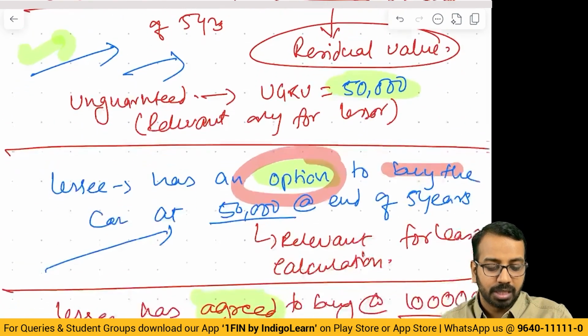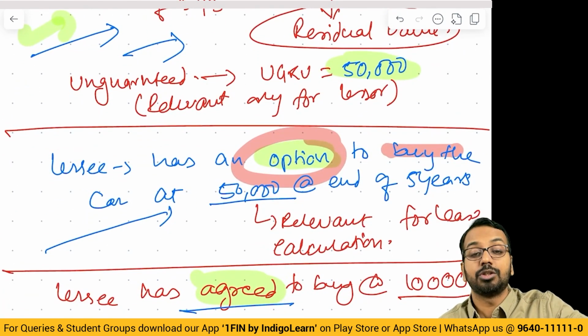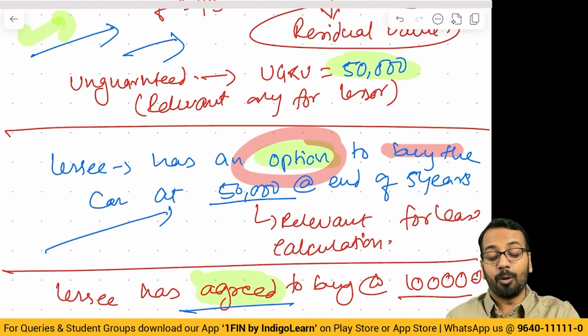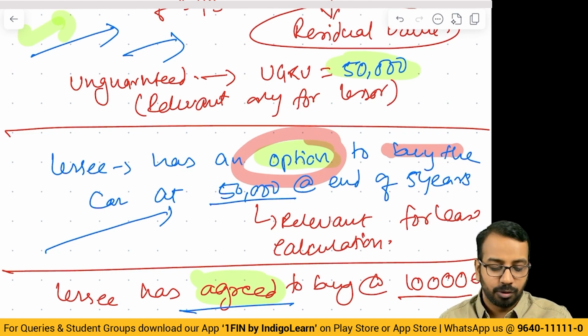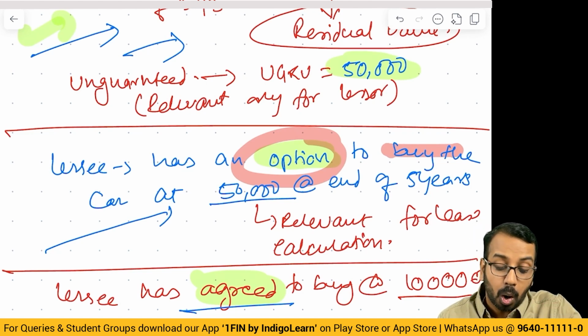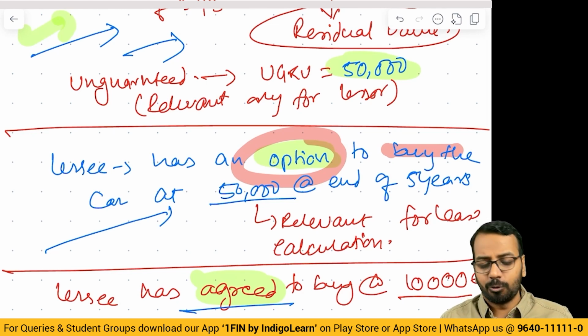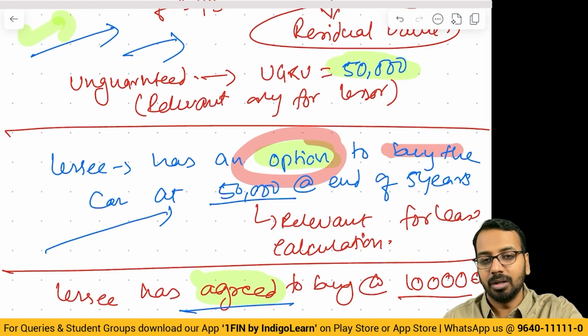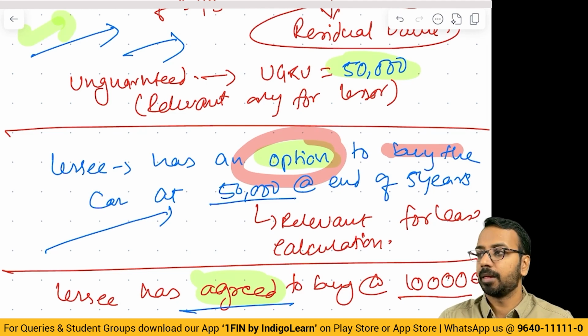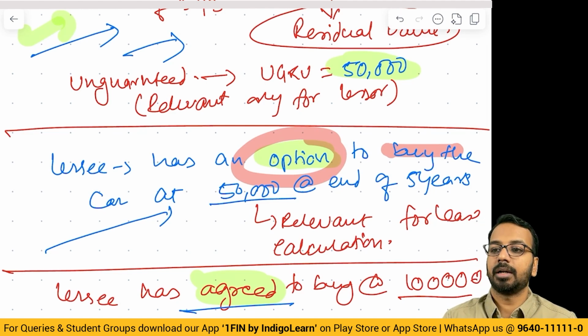Okay. So these are the few terms which you need to be aware of. Is there any doubt in unguaranteed residual value or option to purchase or mandatory purchase? Do you have any doubt? Please, if yes, let me know. Otherwise, I will continue with the remaining part. Clear, everyone?